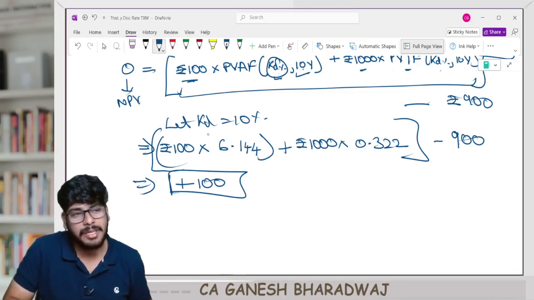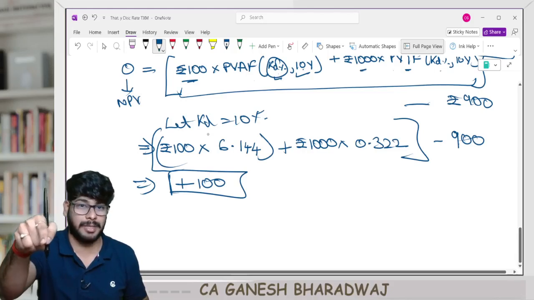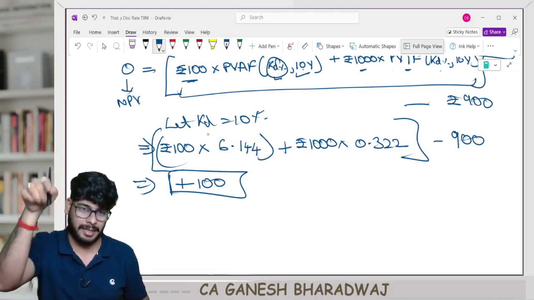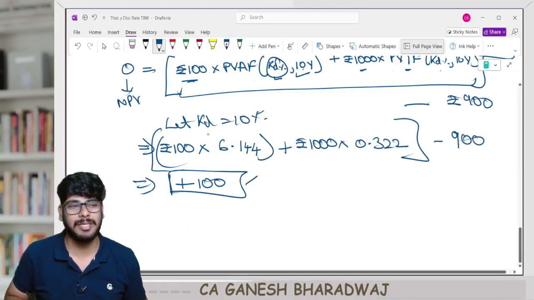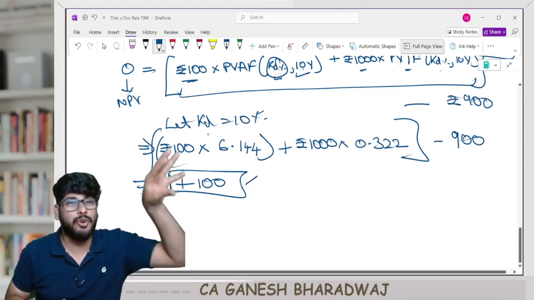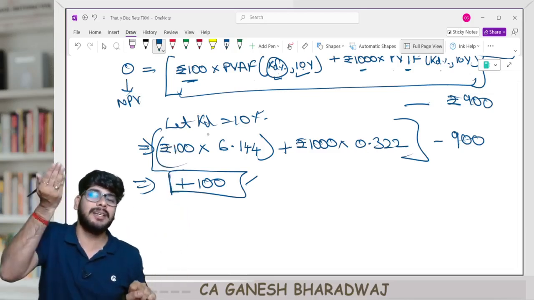Now, can we say KD is equal to 10%? No. Why? Had KD been equal to 10%, had 10% been your IRR, that is KD, then you would have got a final answer of 0. But what is the answer you got? 100. So you want your final answer to reduce. How will you reduce it? By increasing your discount rate.